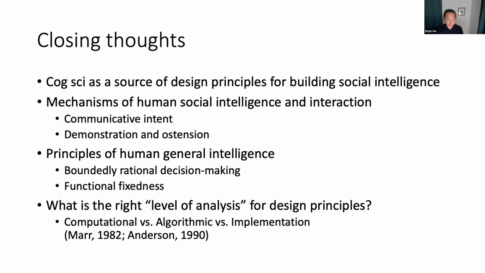Should we think about things at a more computational versus algorithmic versus implementational level? I think it's pretty clear that we probably don't care too much about what's happening at the implementational level, things like what kind of neurons are firing and so on. But we do care about the computational and algorithmic levels; those are going to play a key role. Understanding how humans solve problems at that level is going to be especially important for designing systems that are going to interact with people and need to help people and cooperate with people.